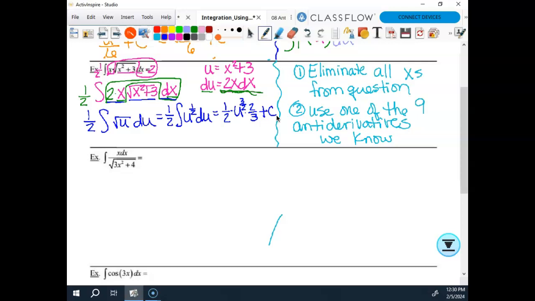So if we want to clean this up a little bit, 1/2 times 2/3, what happens to those 2's? They cancel out. Yeah, so these are going to cancel out. So that's going to leave me with 1/3 times u to the 3/2 power plus c. Do you know what u is? Yes. So that is equal to 1/3 times (x squared plus 3) to the 3/2 power plus c. Okay. What questions you got?